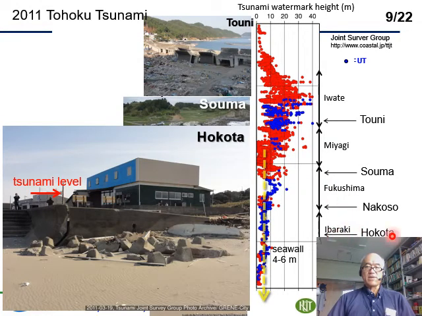The last picture is in Ibaraki Prefecture, Hokota, where the tsunami height was about 1 meter larger than the seawall height. It's not clear from this picture, but the seawall was intact and the damage behind the seawalls appeared to be small. And these examples appear to indicate that the seawall will be effective for tsunami damage reduction in case the tsunami overflow depth is about 1 meter.